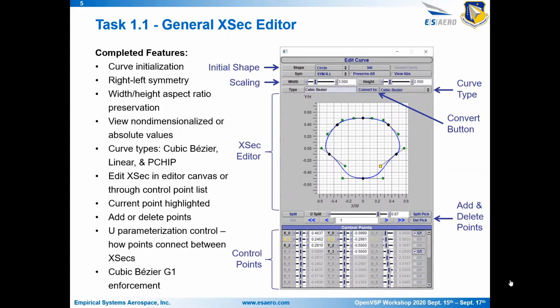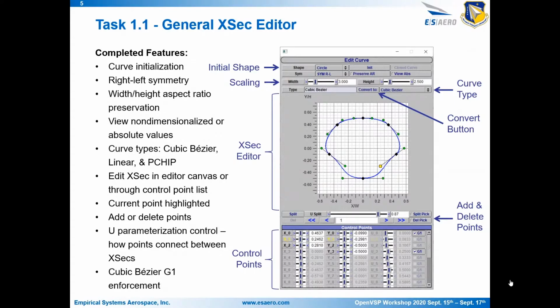At the very top, you have a control for what shape you want to initialize the cross-section to. I think you have a circle, rectangle, ellipse, just really basic shapes to give you a starting point. You can toggle on symmetry, which mirrors the right side of your cross-section to the left side. We only have right-left symmetry or no symmetry.